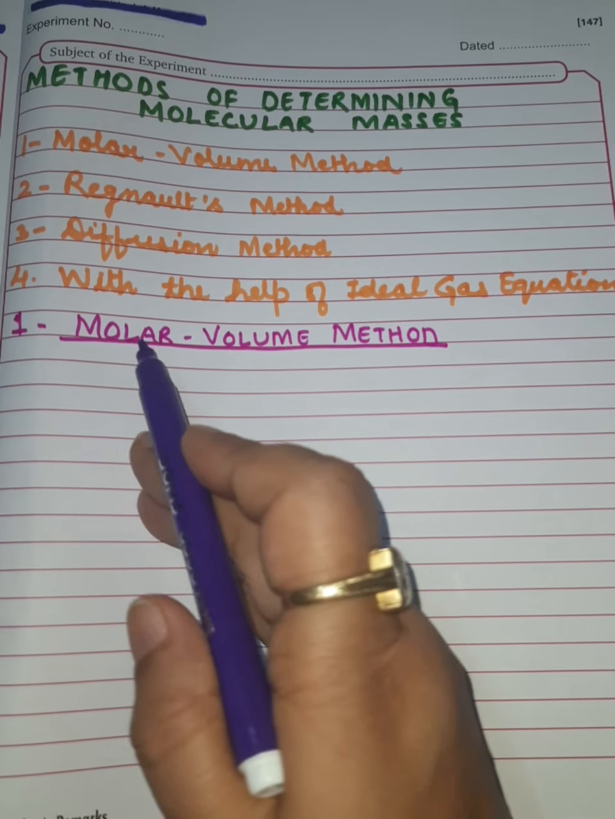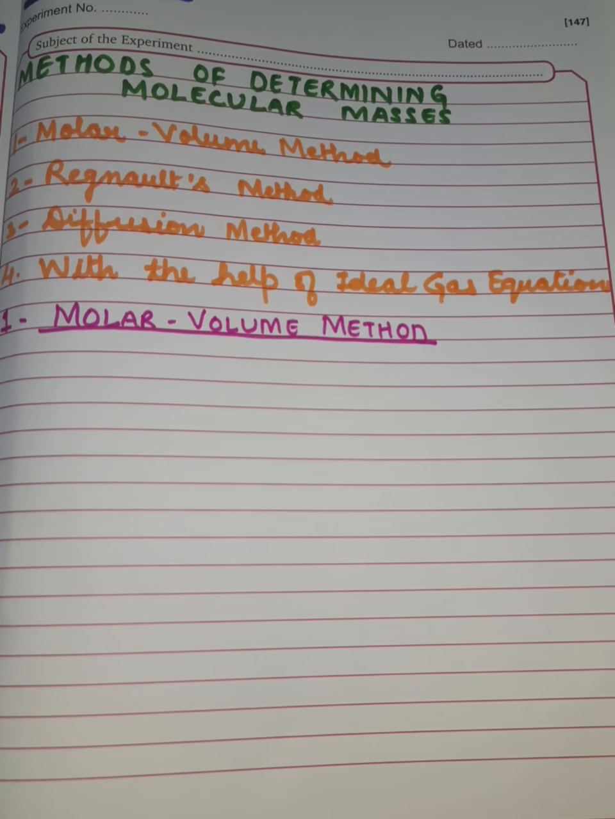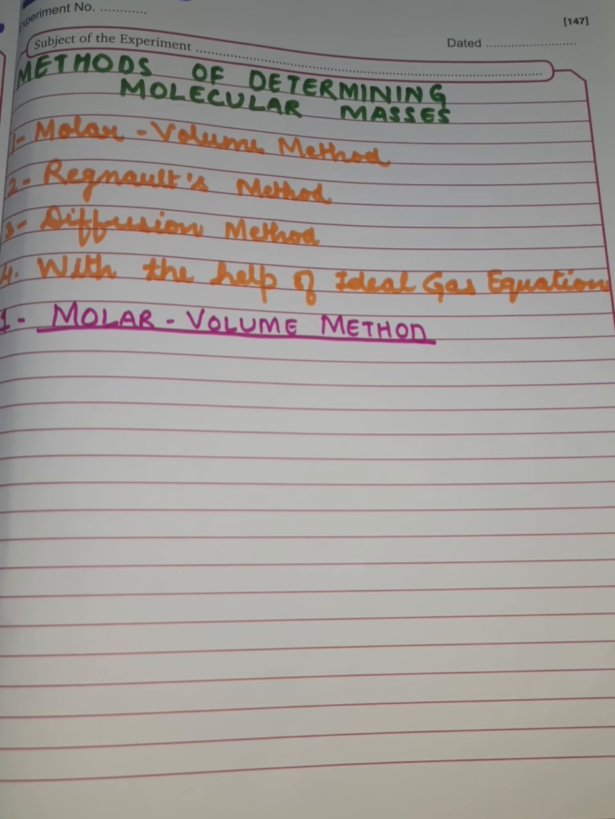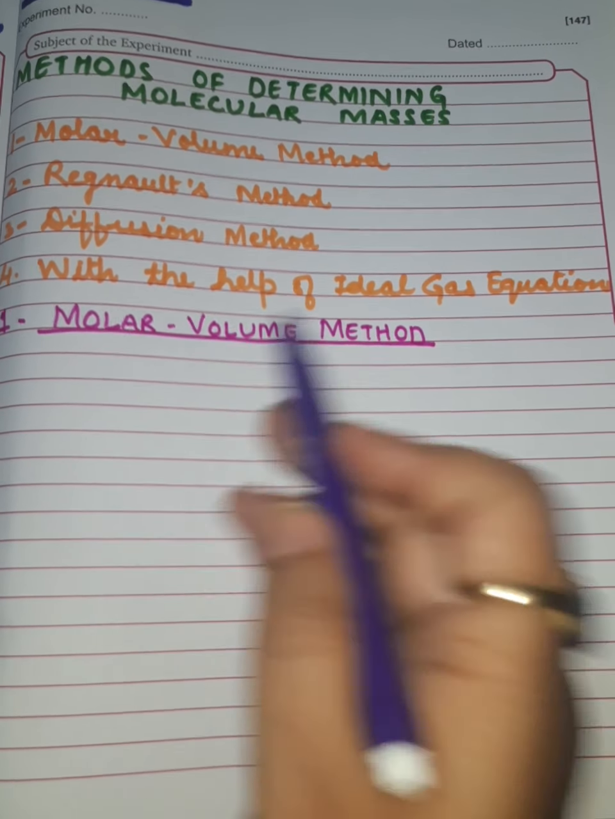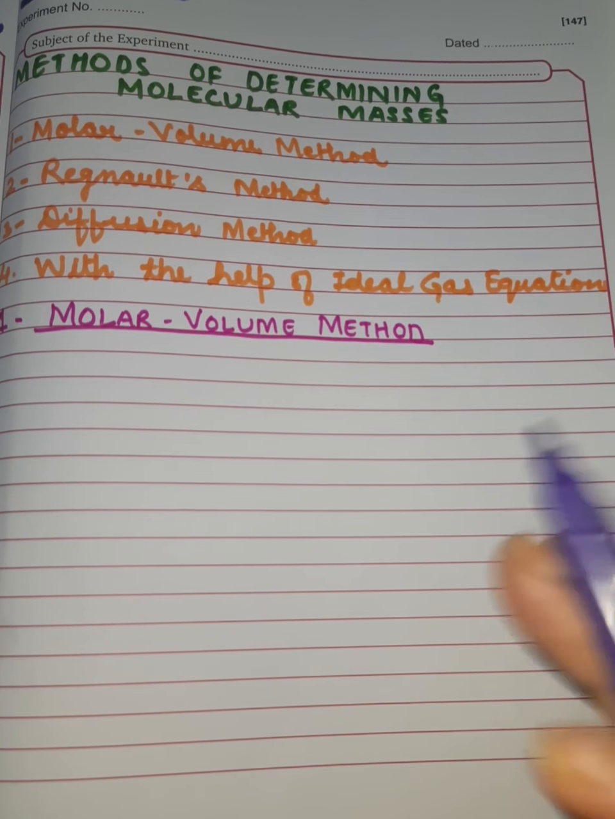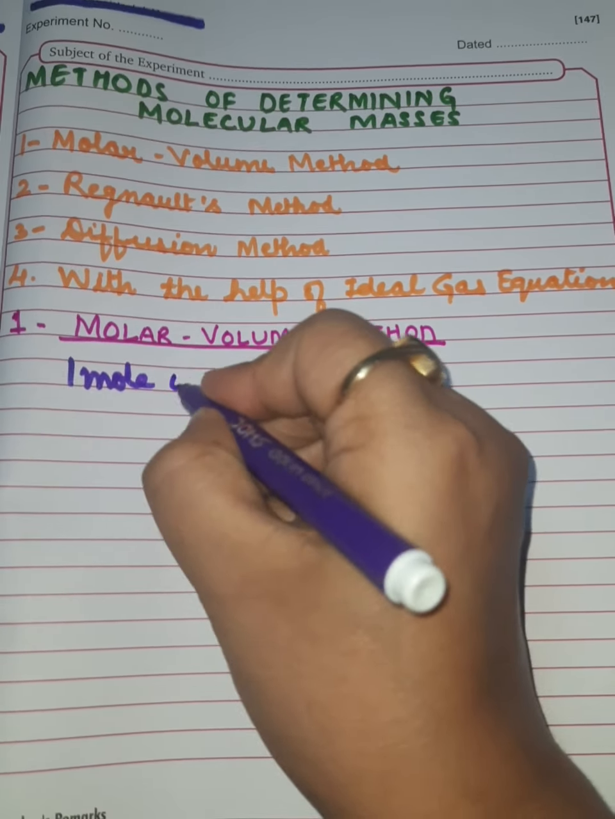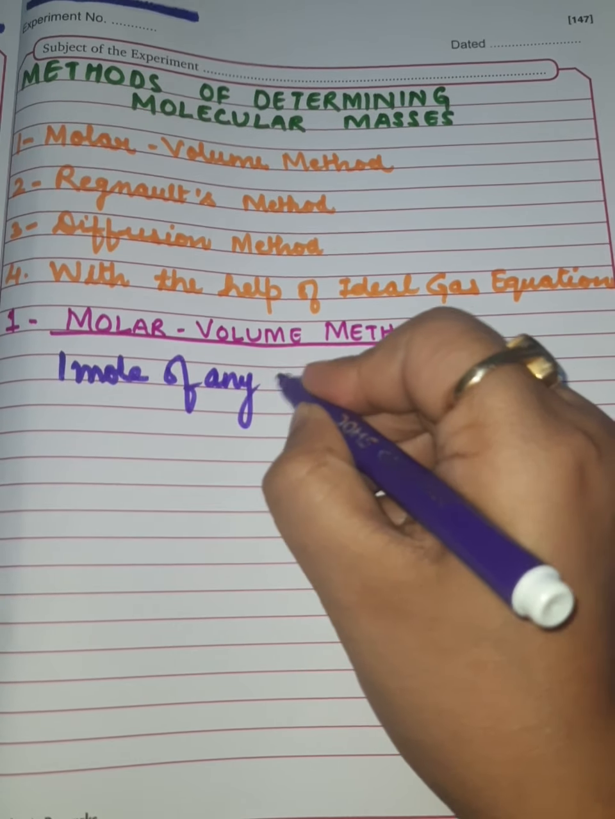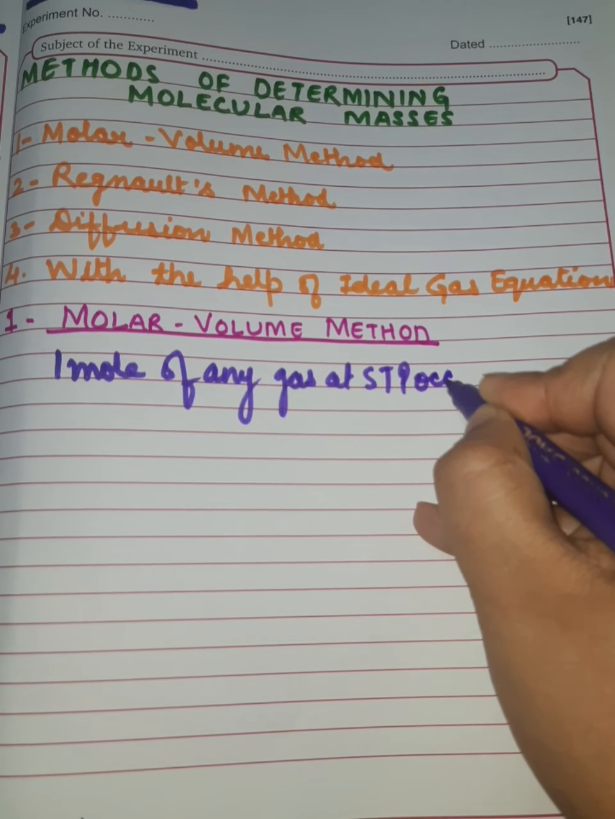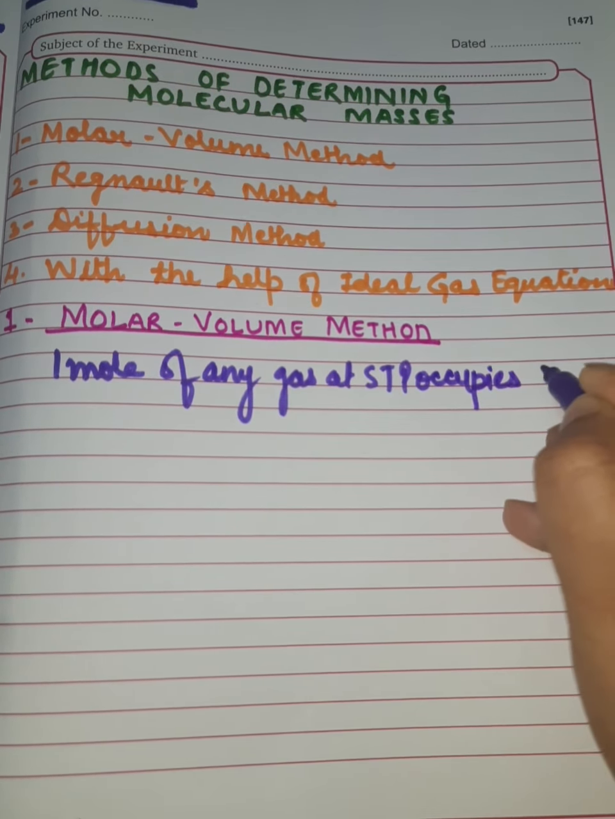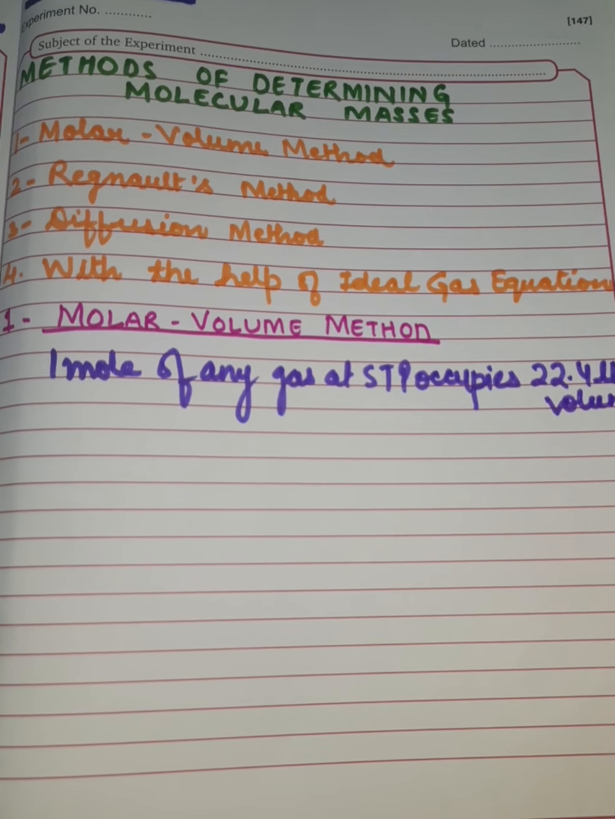So here we are going to study the first method, which is known as the molar volume method. As the name suggests, and I know some of you will immediately understand what is going to happen in this method. Yes, dear student, it is based on the molar volume relationship, which you already know. We all know that 1 mole of any gas at STP occupies 22.4 liter volume. All right.